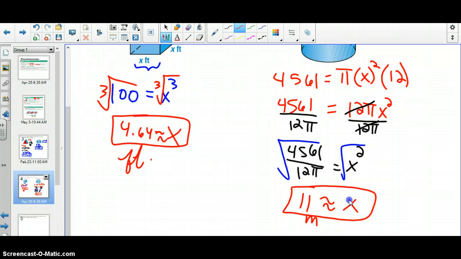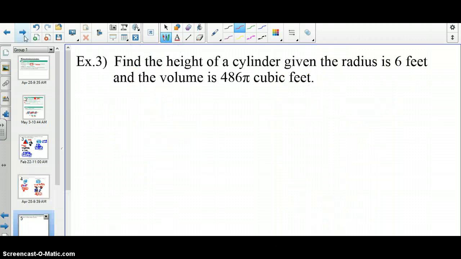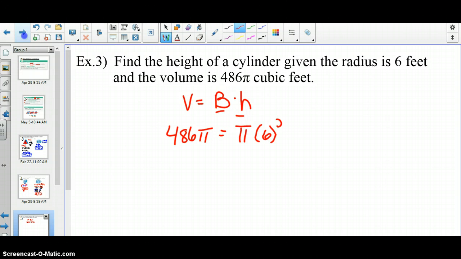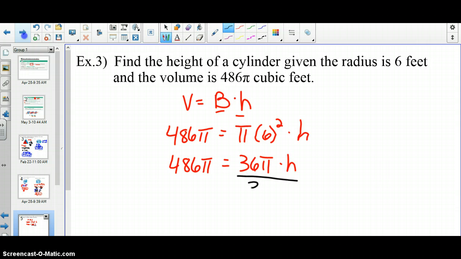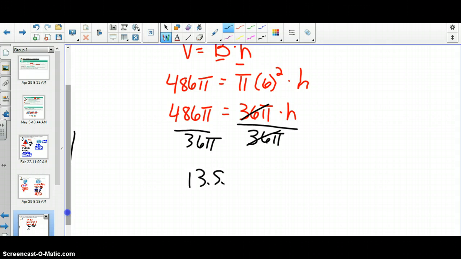Okay, flip your sheet to the back, just a couple more. Find the height of a cylinder given that the radius is 6 feet and the volume is 486 pi. So this is a cylinder. We know our volume formula for a cylinder is the area of the base times the height. We know the volume is 486 pi. So let's see what we can put in for B and for h. The area of the base is pi r squared, which is pi times 6 squared. And the height is what we don't know. So we have 486 pi equals 36 pi times h. So you would divide by 36 pi on both sides, and then you would get the height to be 13.5 feet.